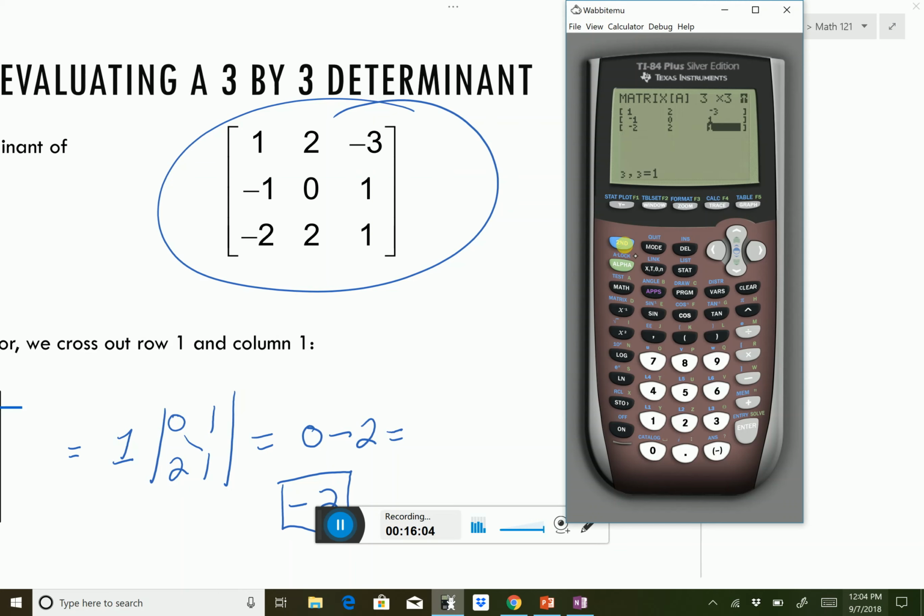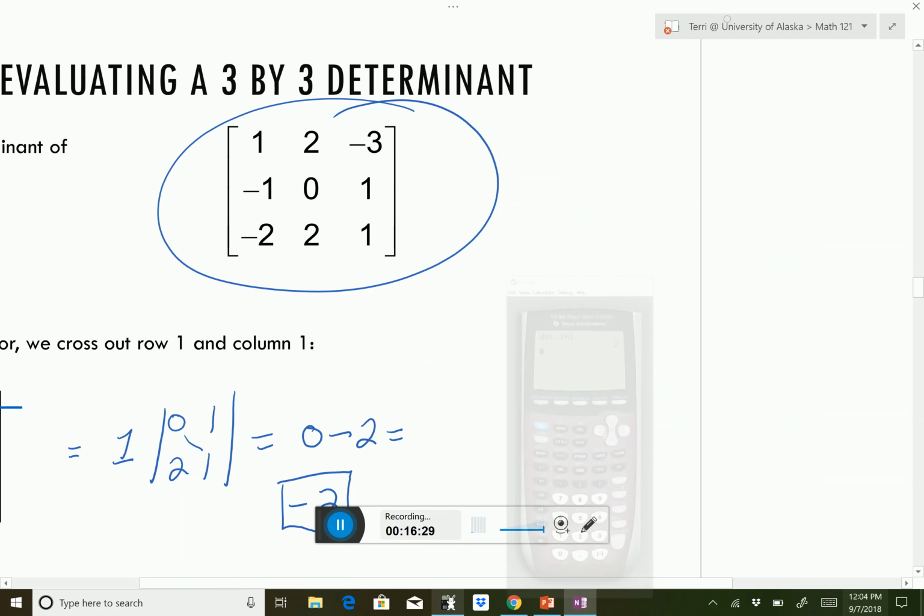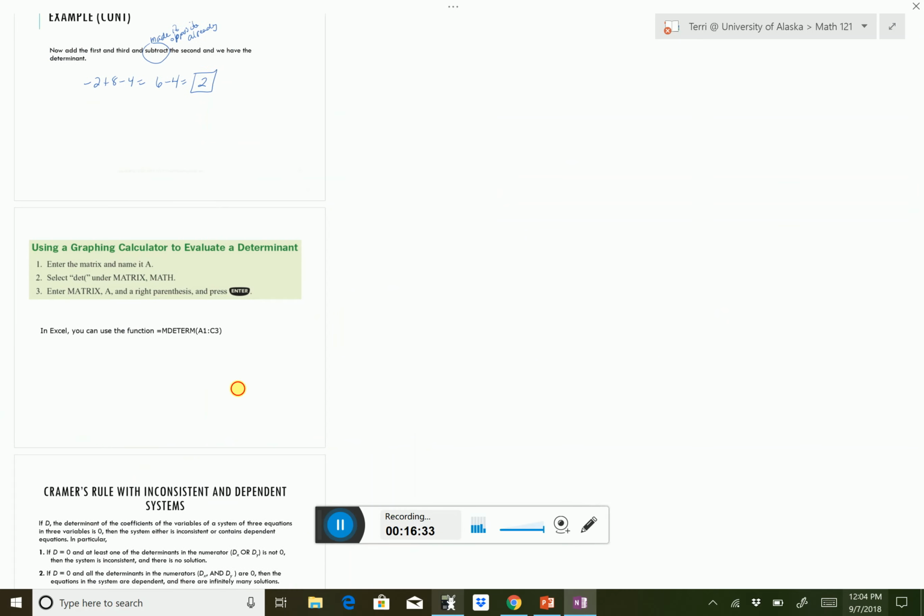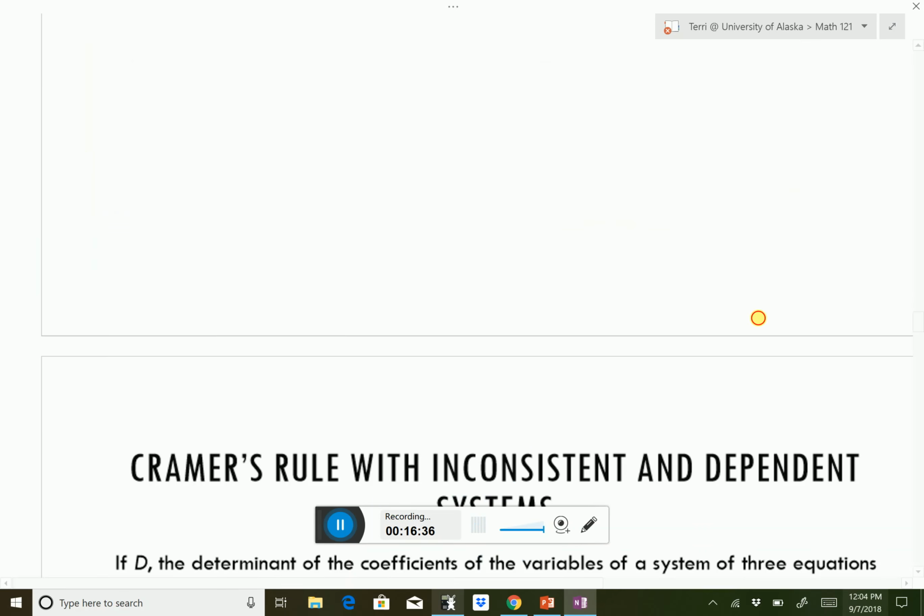Now, I'm just going to quit out of this, go back to matrix, go to math. Determinant is number 1, and I want the determinant of matrix A, so I'm going to hit second, matrix, pick up A by hitting that one, hit enter. 2, we were right. It's always nice to get the right answer.